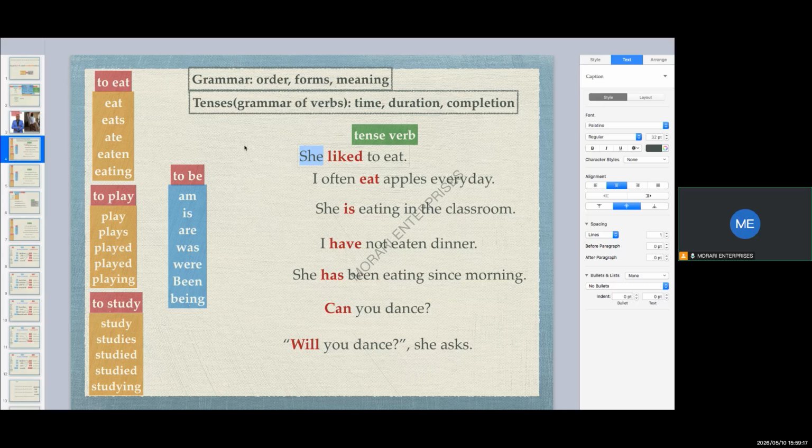And you see that if you say I like to eat. What is the question? Do you like to eat? So the do goes to the front. I do not like to eat. The do comes back. So the order of arrangement, right? The way we combine words, that is grammar, and the forms of words.